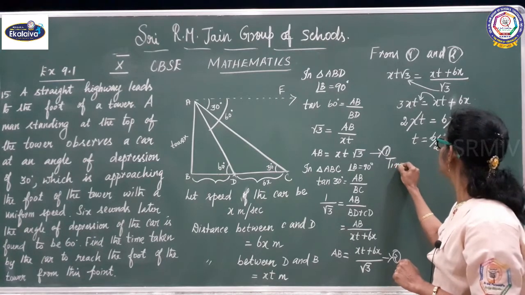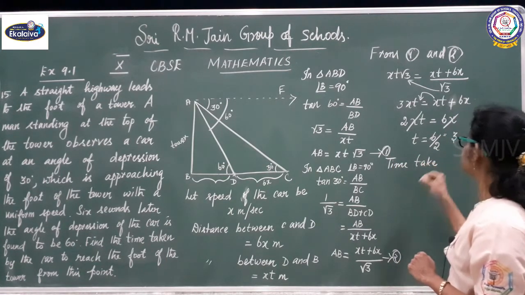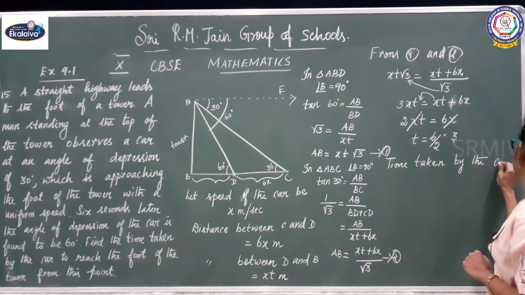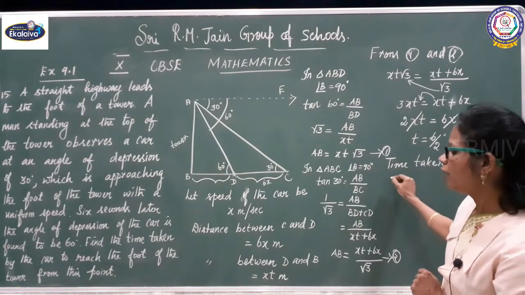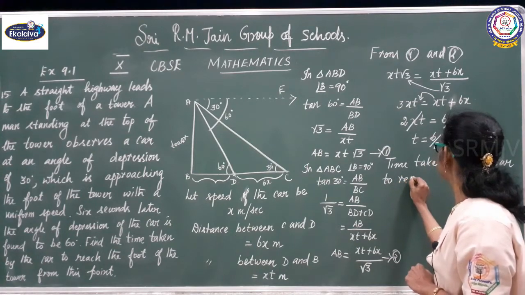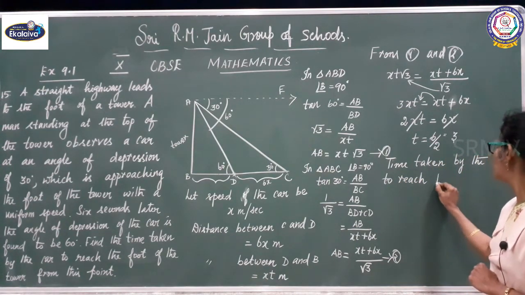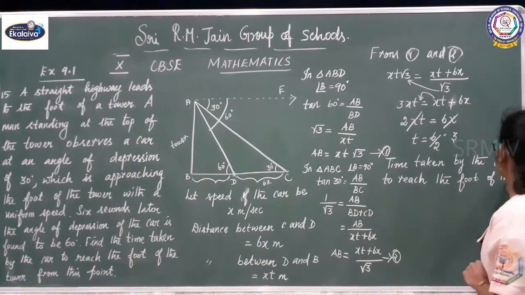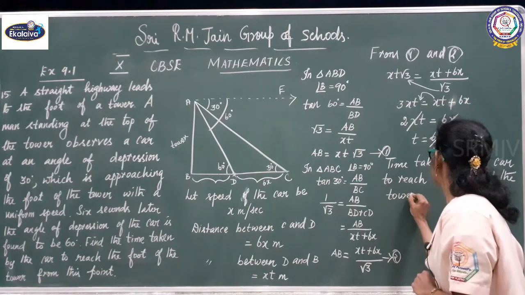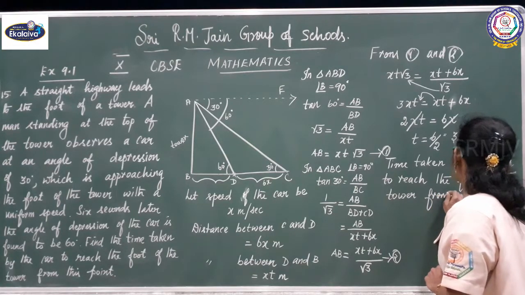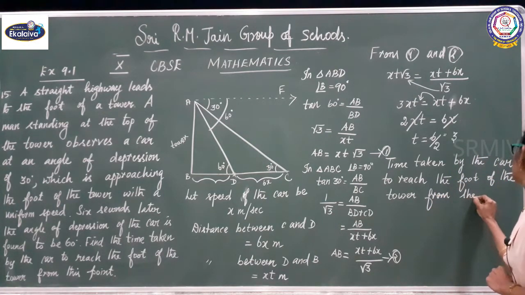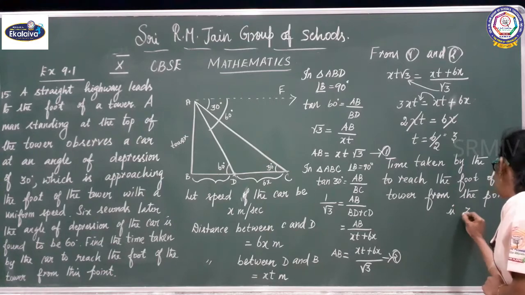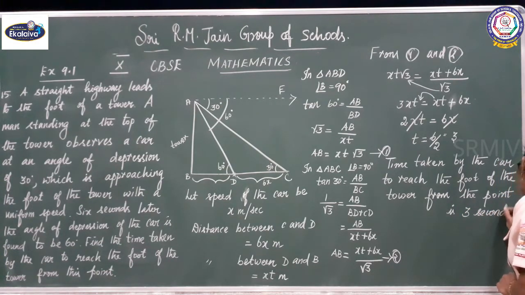Time taken by the car to reach the foot of the tower from the point is 3 seconds. Got it, children?